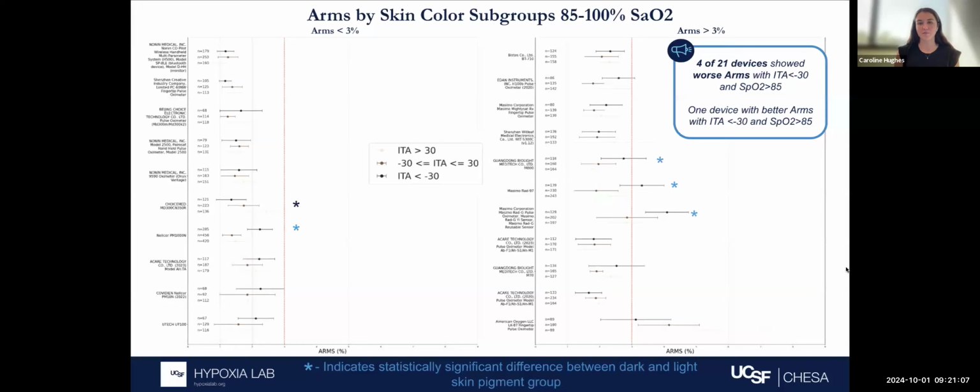However, we did want to point out that for one device, we actually saw the opposite, where the lighter skin pigmentation category actually had a higher ARMS than the darker skin pigmentation category, and this was statistically significant only for this oxygenation saturation range of 85 to 100%. And that was the Choice Med device on the left that you see there.